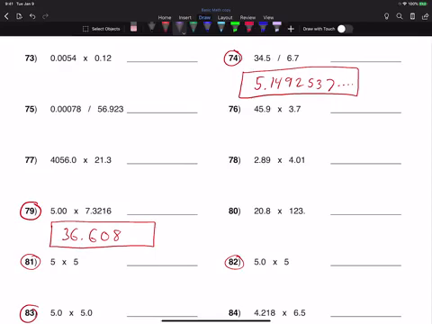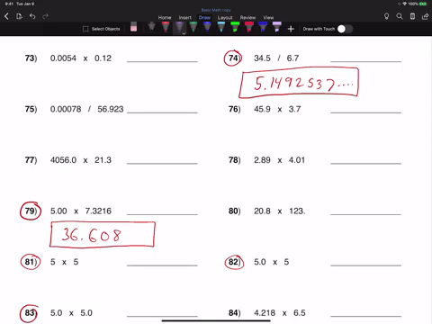When multiplying or dividing measured values, your answer must be rounded in a specific way. So what I want to talk about here is how to deal with multiplication and division when it comes to rounding to the right number of sig figs. In problem 74, you can see I've gone and figured out the quotient for 34.5 divided by 6.7. And that's written in the rectangular box, which again represents the calculator display.